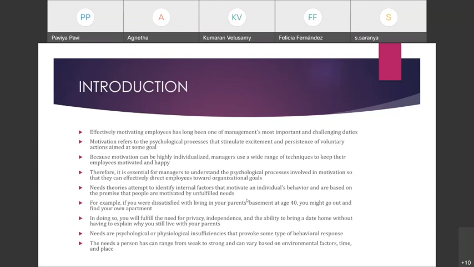Okay. So that's why many theories have come up to find out what are the different factors that motivate a person to fulfill certain goals or certain needs. Okay. So there's an example there. If you were dissatisfied with living in your parents' basement at the age of 40, you might go out and find your own apartment. In doing so, you will fulfill the need for privacy, independence, and the ability to go home without having to explain why you still live with your parents.